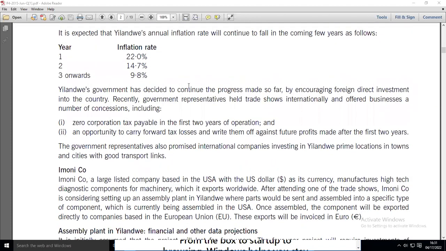Let's move on. Y's government has decided to continue the progress made so far by encouraging foreign direct investment into the country. Recent government representatives held trade shows internationally and offered businesses a number of concessions, including, now, there's information for you here. What is the information? Zero corporate tax in the first 2 years. So year 1 and 2, there's no tax. An opportunity to carry forward tax losses, there's tax losses.